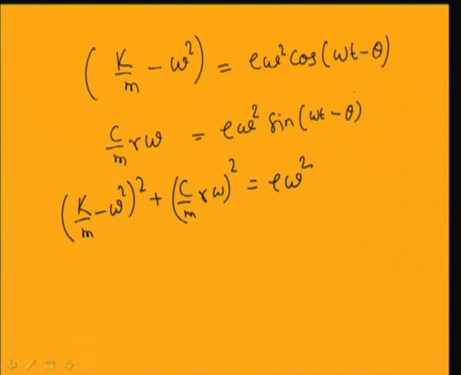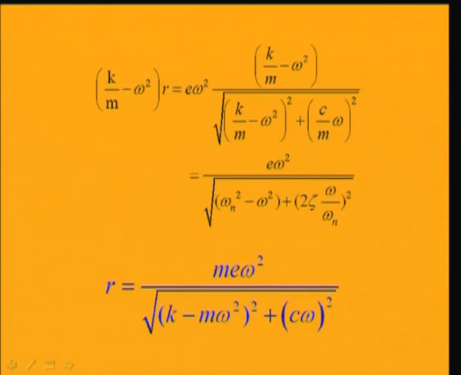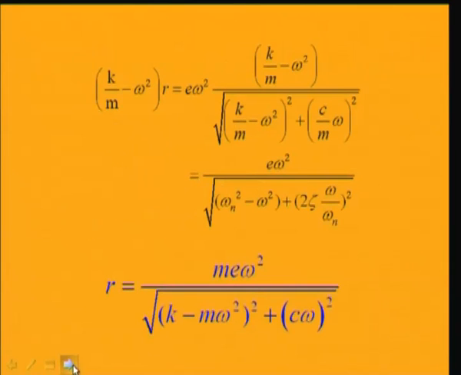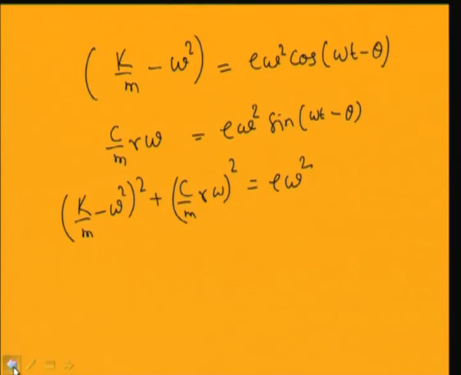And I can write this equation as (k/m − ω²) r = e ω². So from this I can write r = m e ω² / √((k − m ω²)² + (c ω)²). So I want to find the expression for r, and I can find it from this expression.